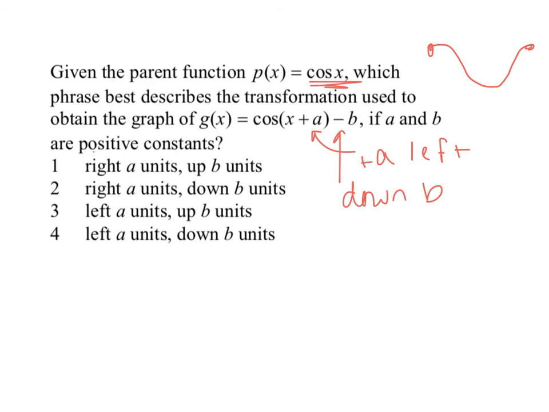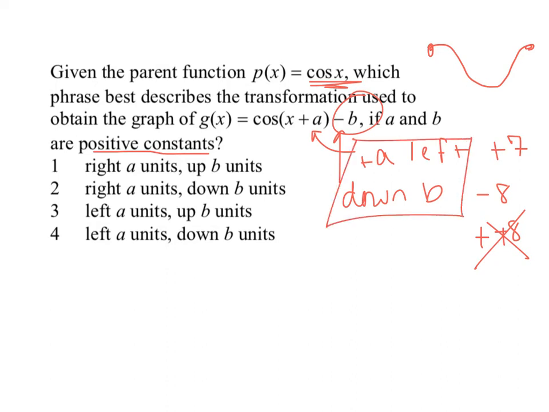What they mean by positive constants is that they're positive numbers. So, for example, plus a could be like plus 7, and down b could be minus 8. The reason why they're saying it's positive constants is that if you put in a, like, say, a negative 8, the negative and negative would cancel, and then it would defeat the purpose of this negative out there. Anyway, so our answer is left A and down B. So left A units, down B units would be choice 4.